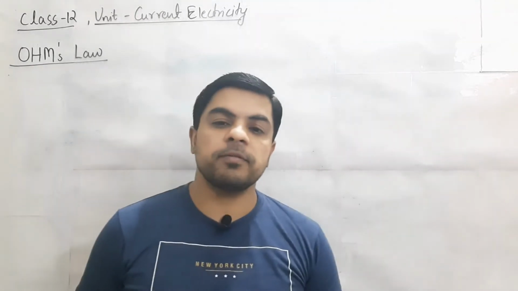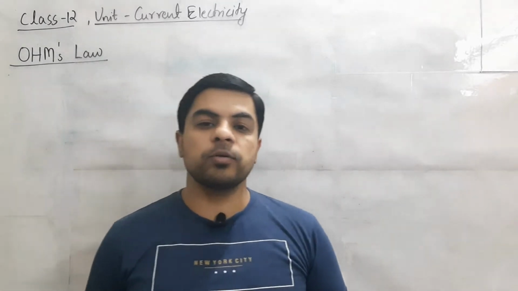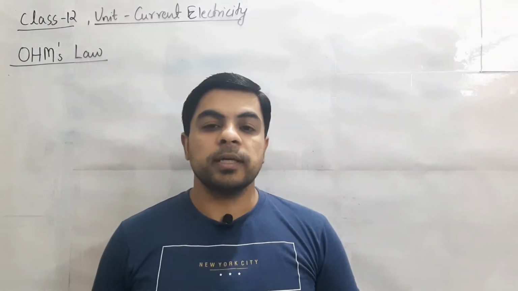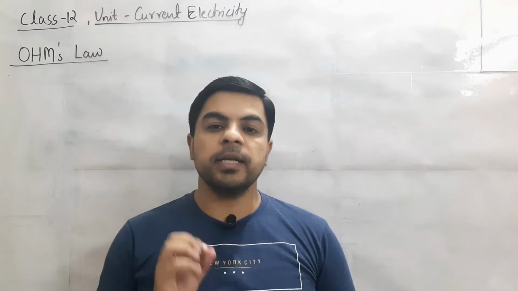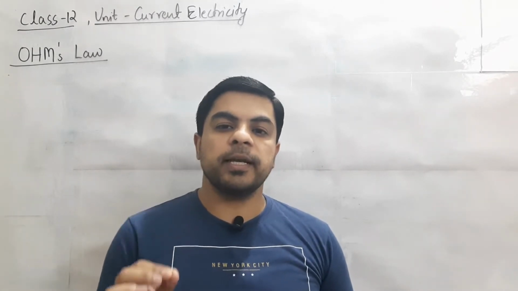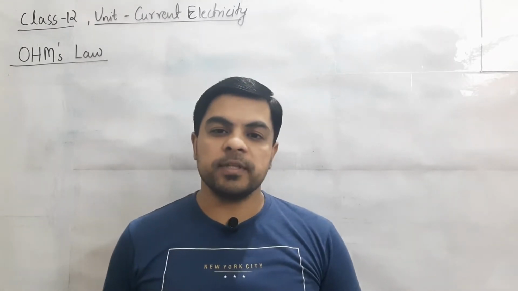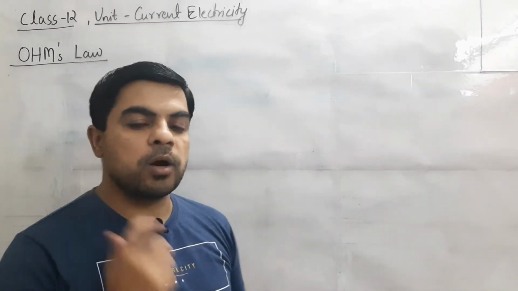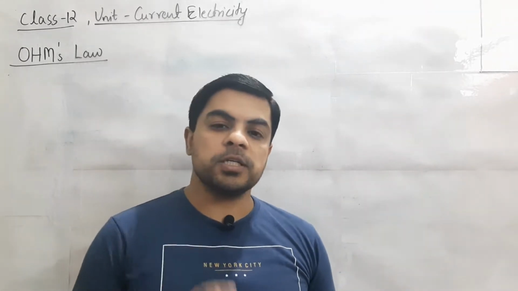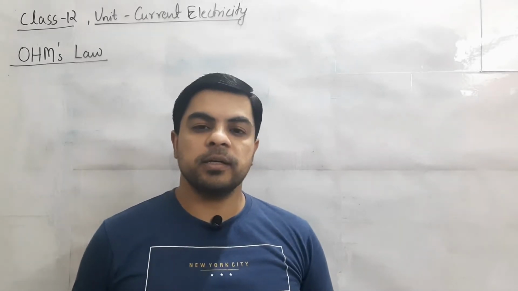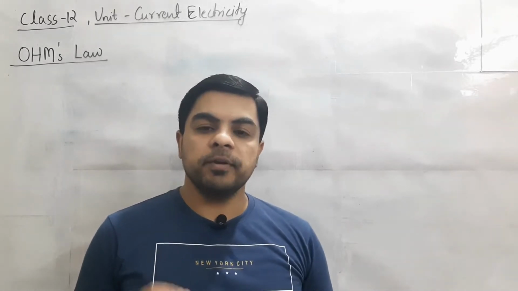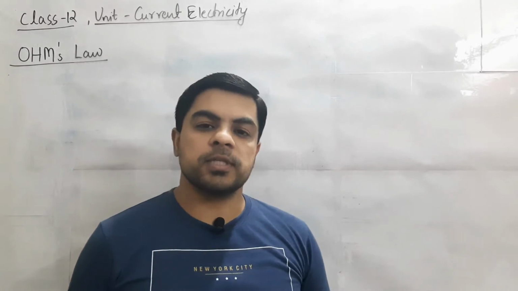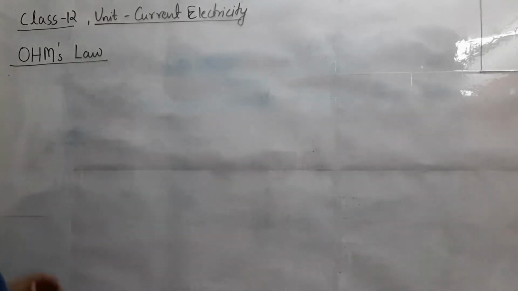This law was discovered by George Simon Ohm, G.S. Ohm, in the year 1828, where he relates the concept of electric current and applied potential difference with respect to each other. So what the rule says and how it is applied, in what condition it is applied, that we will study here, and after that we will derive the relation for the same. So let's start it. Ohm's law.